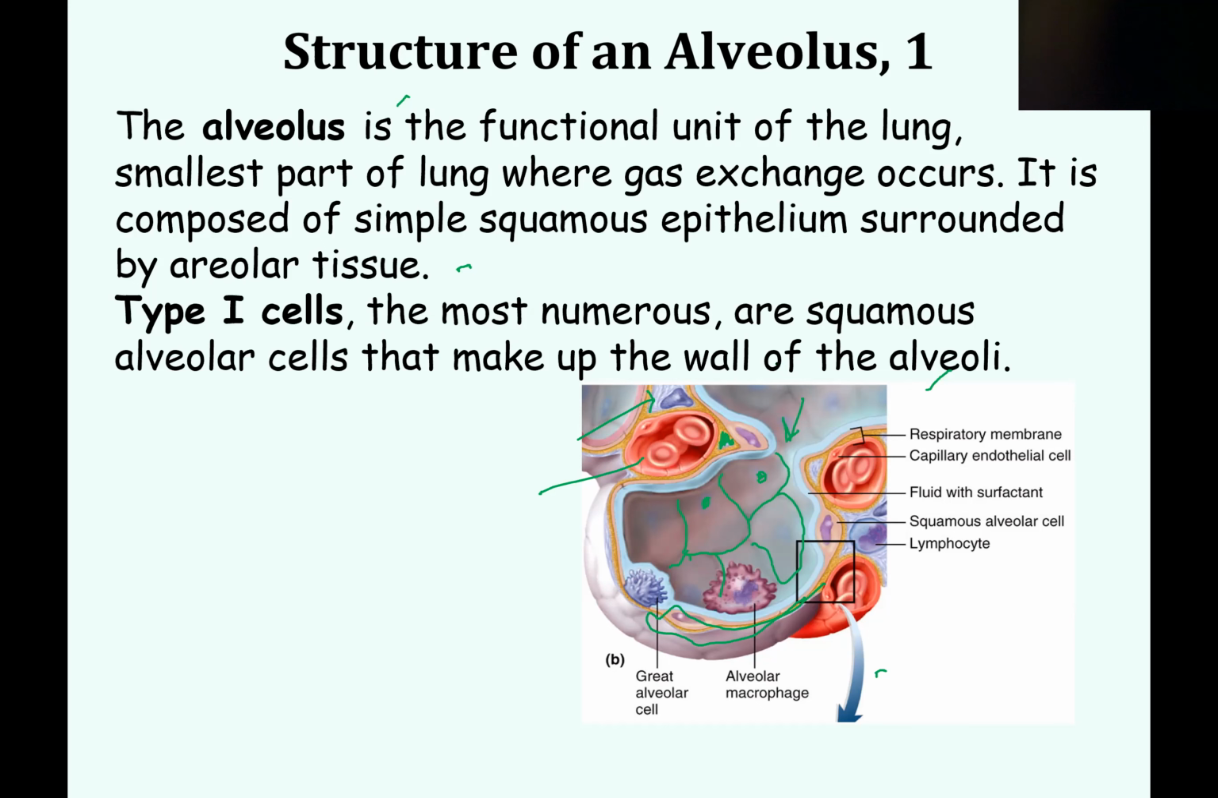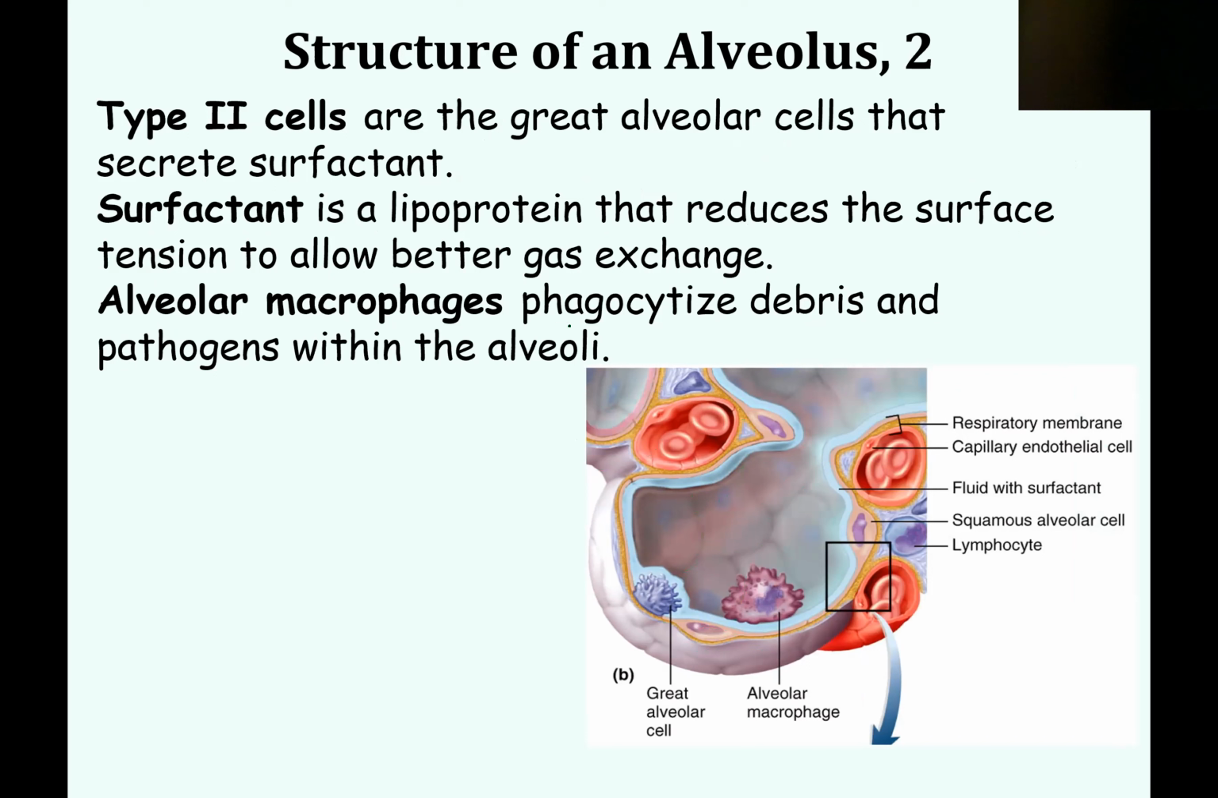All right, so the second type of cells are called type 2 cells. These are also called great alveolar cells, and that's this purplish blue cell right here. Its job is to secrete surfactant. Surfactant is this turquoise coating that you see throughout all of the alveoli. Surfactant is a lipoprotein, so it reduces the surface tension to allow better gas exchange.